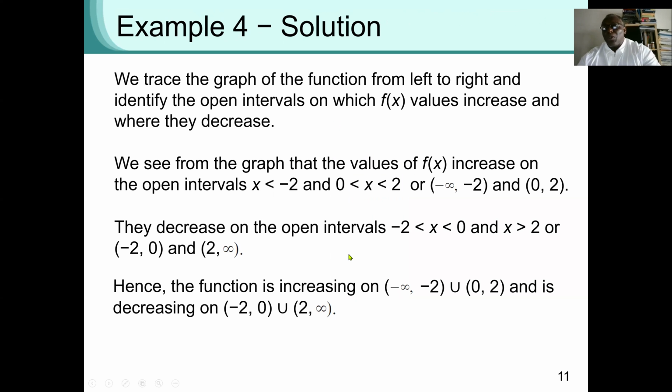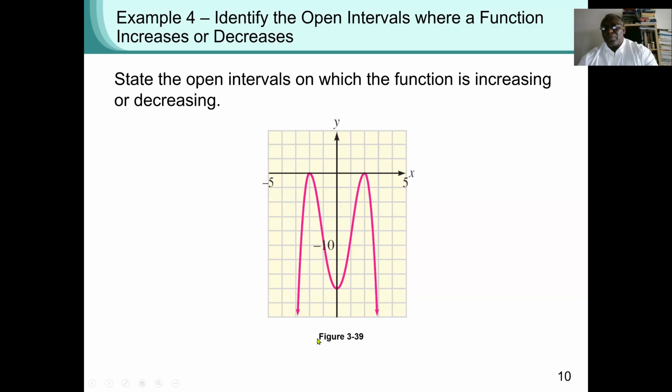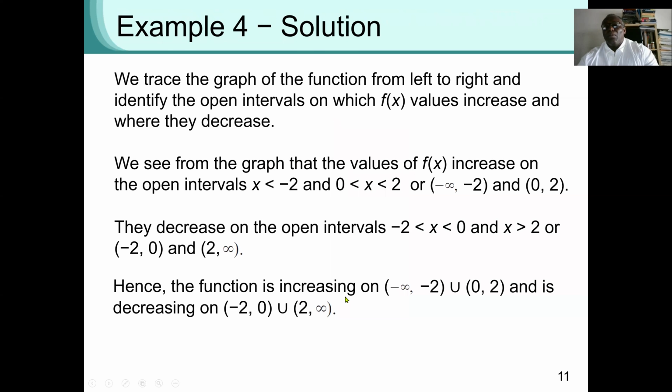So the degrees on the opening, we can see 0 to +2 is increasing, and -infinity to -2, which is the beginning, is also increasing. We can see from here, it's increasing from -2. So this means, hence, our function is increasing from -infinity to -2, and also 0 to 2, and it's decreasing from -2 to 0, and 2 to +infinity.